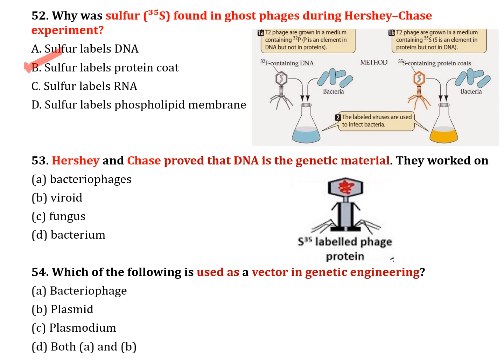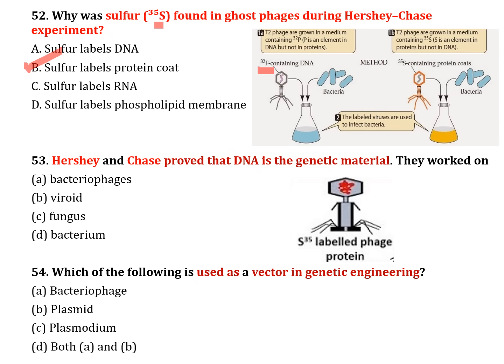In Hershey Chase experiment, the ghost protein is labeled with sulfur 35 and the DNA is labeled with P32. The next question, number 53.